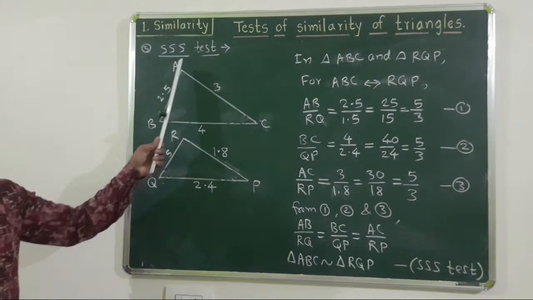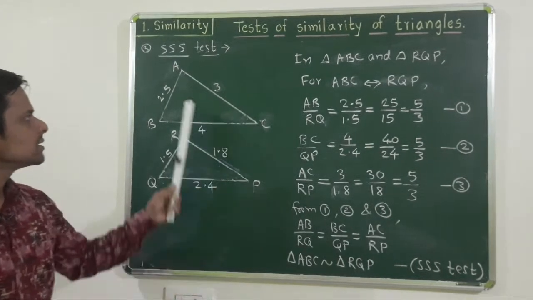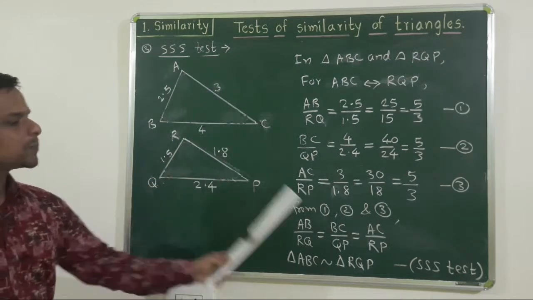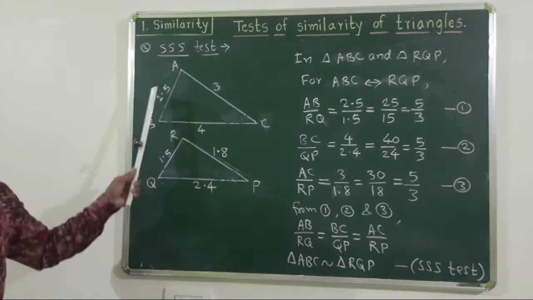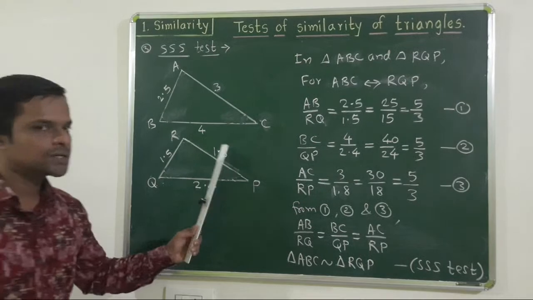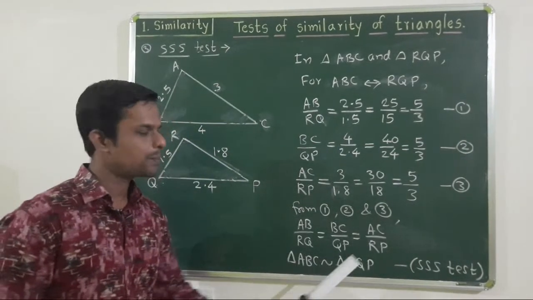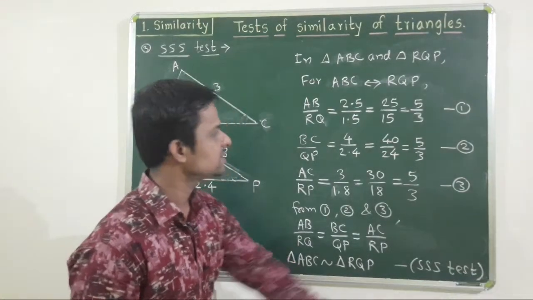See once again, for a given one-to-one correspondence between vertices of two triangles, if all the three sides of one triangle are in proportion, proportion means ratios are same, with the corresponding three sides of the other triangle, then the two triangles are said to be similar by side or SSS test.